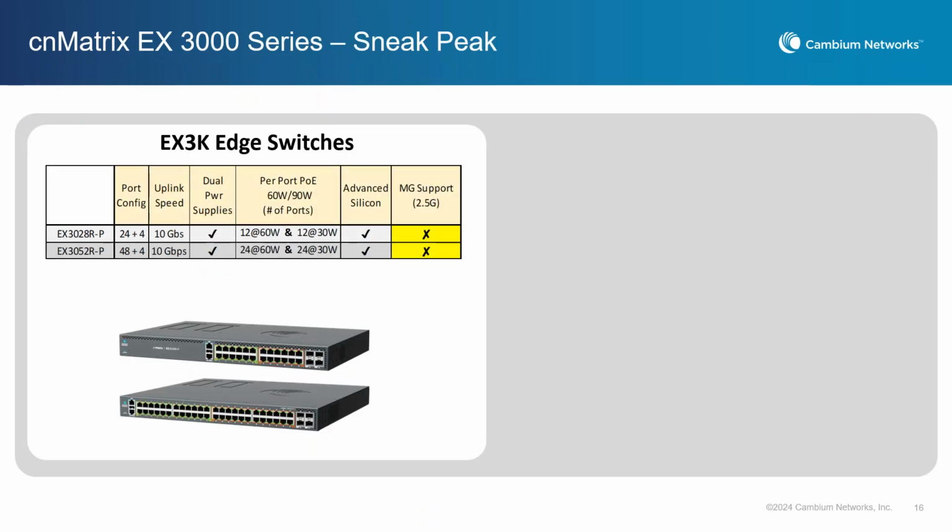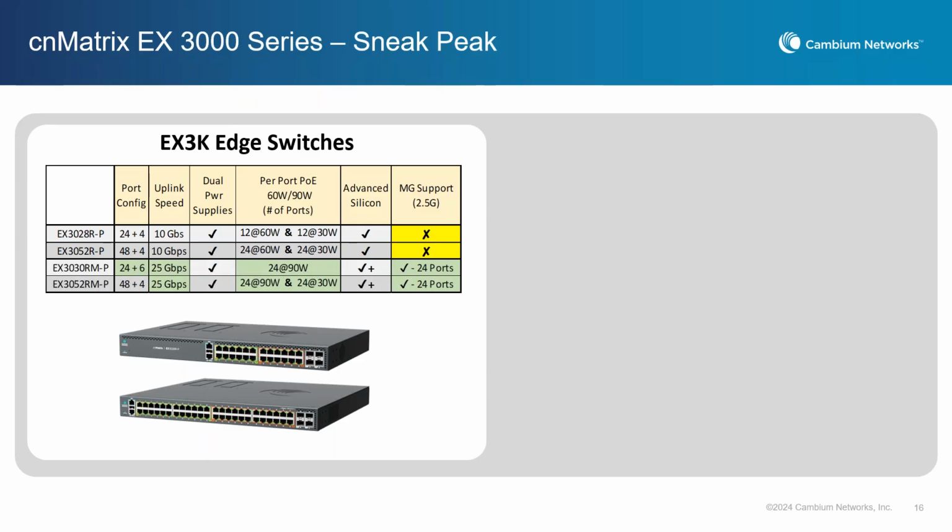Okay, so here's a quick comparison of the two switches I just talked about. The two rows in this table are the switches I just covered: a 24 port and a 48 port, with 10 gig fiber uplinks, dual power supplies, and 60 watt capability on some of the ports. Now the two new switches that are coming out are as follows. These two bottom rows are the new EX3030RM-P and the new EX3052RM-P. The 3030 is a 24 port switch with 6 fiber uplinks. Six is a little unique, since a lot of switches come with 4. And those 6 uplinks are 25 gig capable.